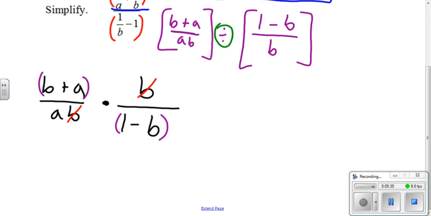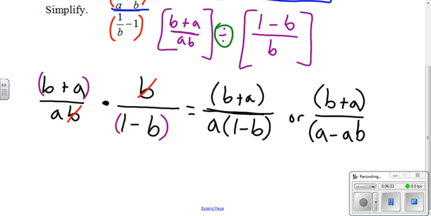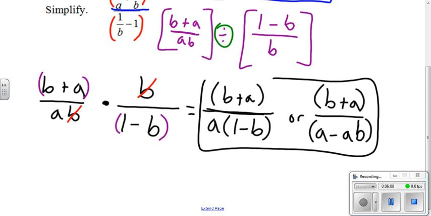So this is what we're left with in the end, which comes out to b plus a on top over a times 1 minus b. So you can leave it this way, or if you really want to distribute, that's fine as well. You can have b plus a on top as our numerator, and a minus ab as your denominator on bottom. Either of these work as a simplified version of our rational expression.